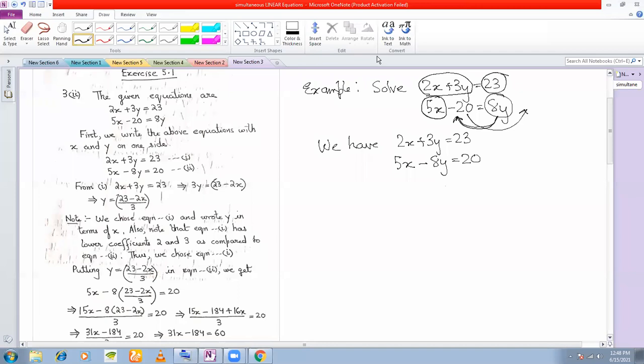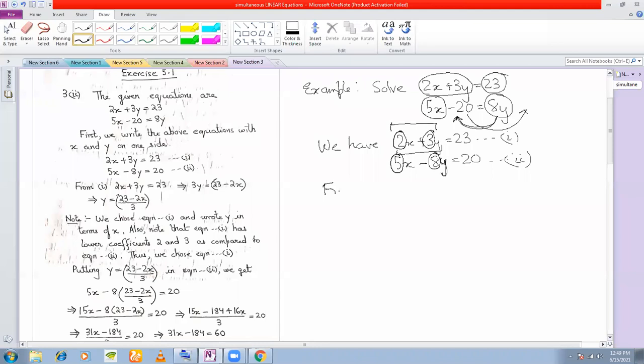So now in both equations I have x and y on this side and the number on the other side. I call this equation number 1 and this equation number 2. Now we need to choose one of the equations from which we will find y in terms of x. I will choose the equation which has lower coefficients. The first equation has coefficients 2 and 3, while the second has 5 and 8. So obviously the first equation has lower coefficients, and we'll choose that equation.